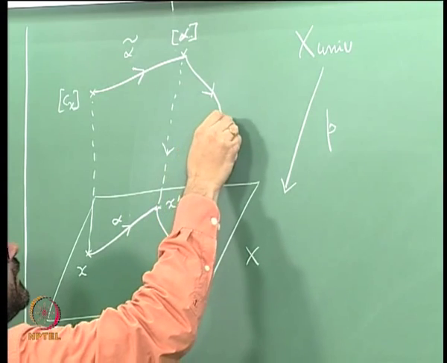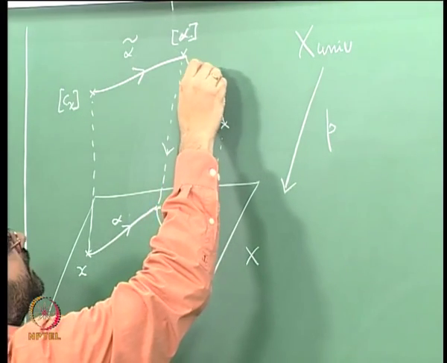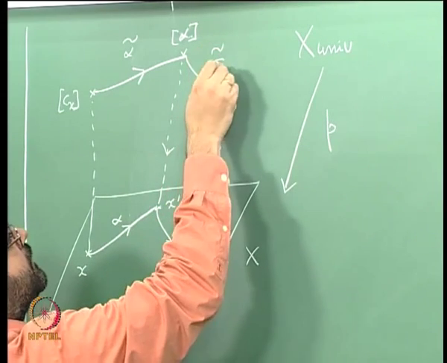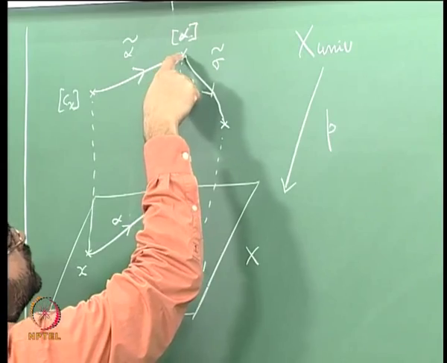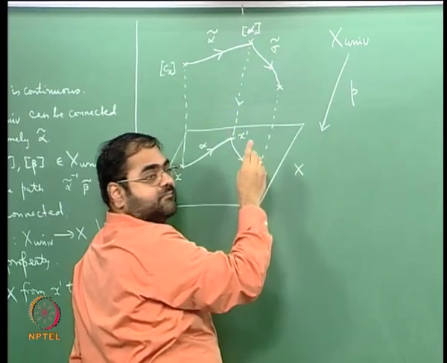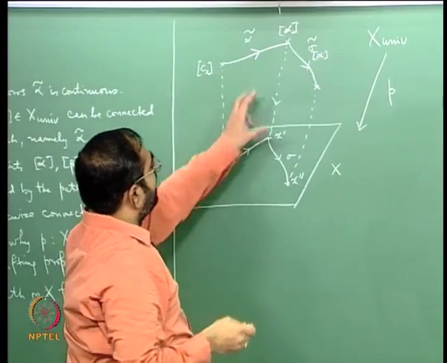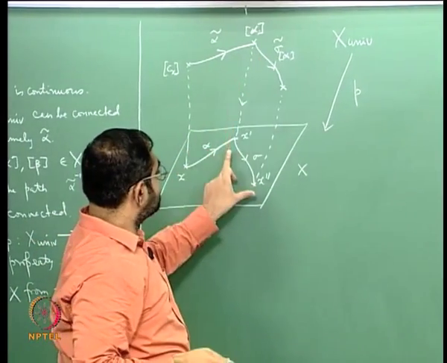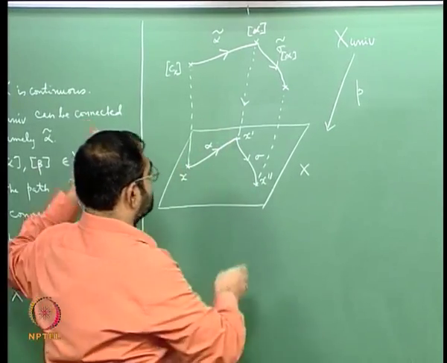This will be sigma tilde, the lift of sigma with starting point alpha. So this will be sigma tilde sub alpha. And then this piece is going to just be the lift of sigma. Let me write that down.